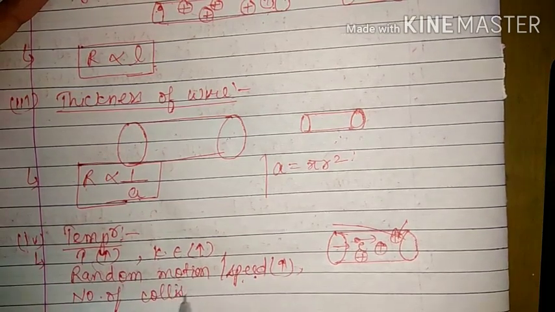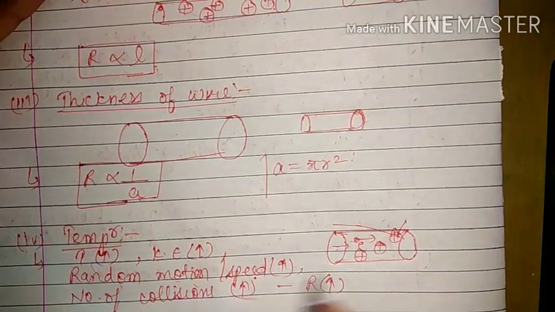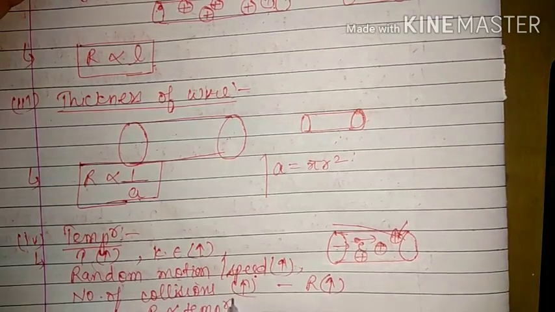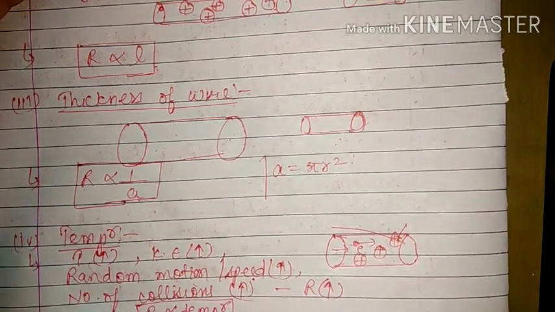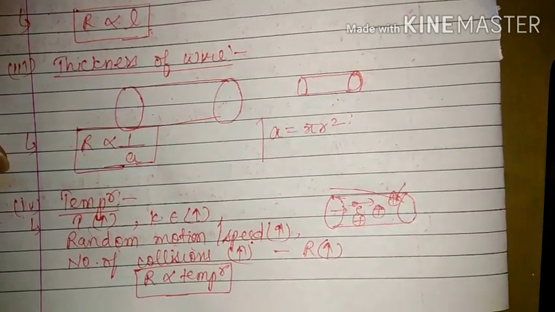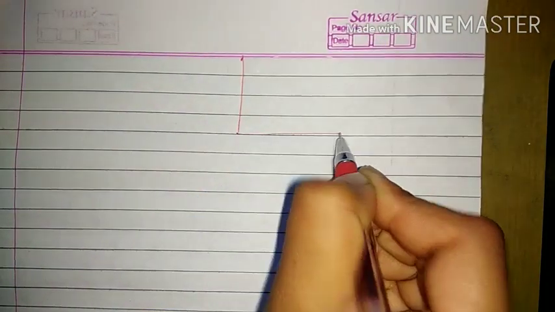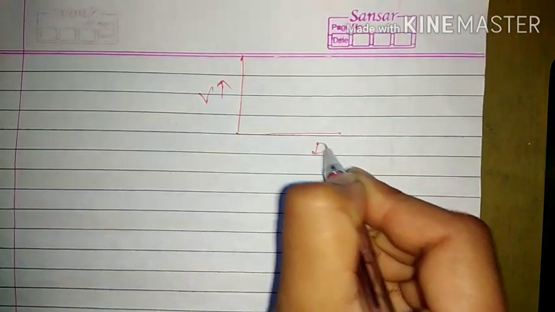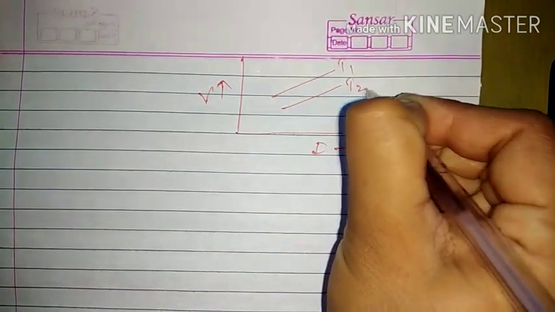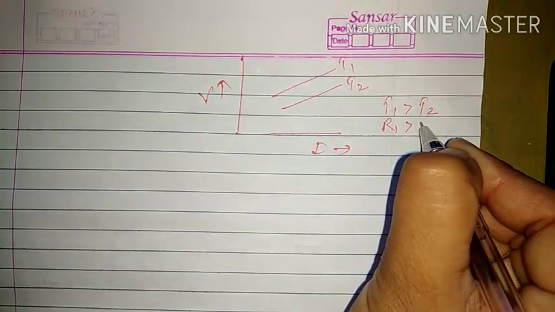And when the number of collisions increases, then obviously the resistance will increase. That means resistance is directly proportional to temperature. When the temperature increases, the resistance of the wire will also increase. That means if a graph is given between voltage and current I for two temperatures T1 and T2, and if T1 is greater than T2, then obviously R1 will be greater than R2.